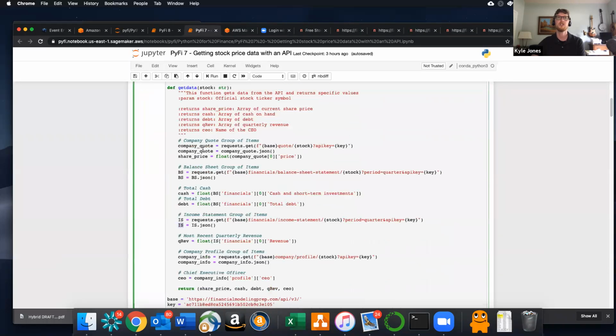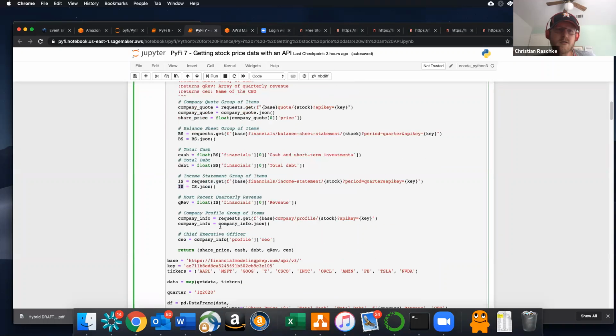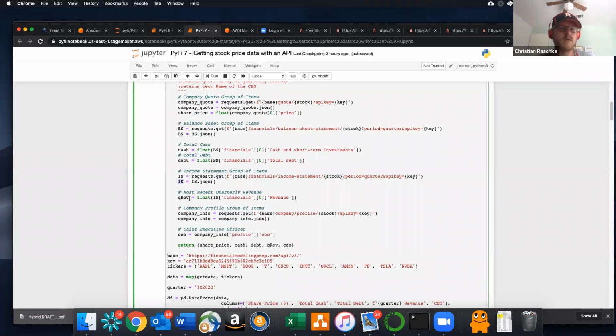Because it's within a function, it's a local value and not a global value. Oh, I see. So the scope can't be referenced. Yeah, okay, gotcha.